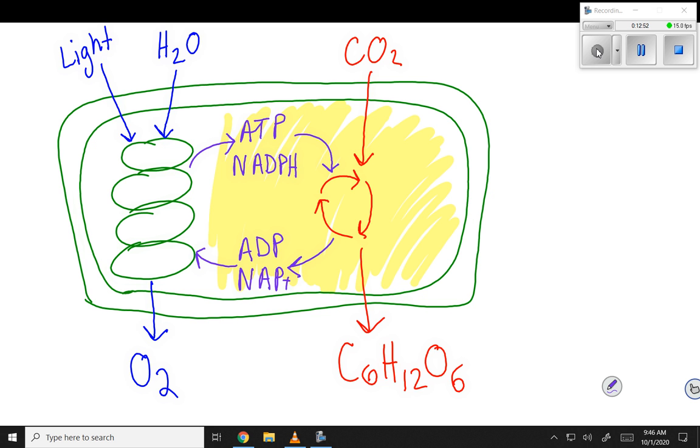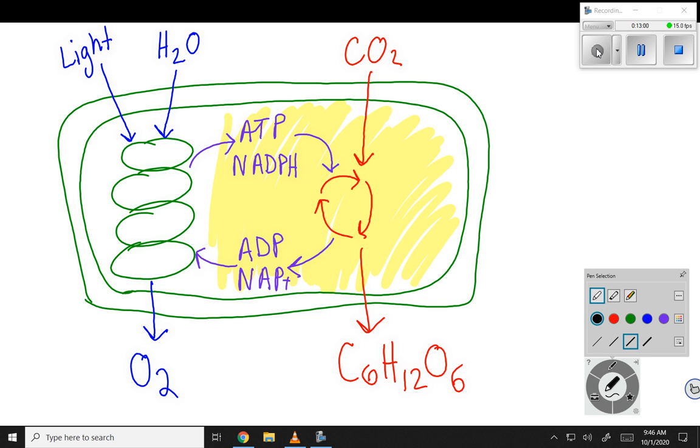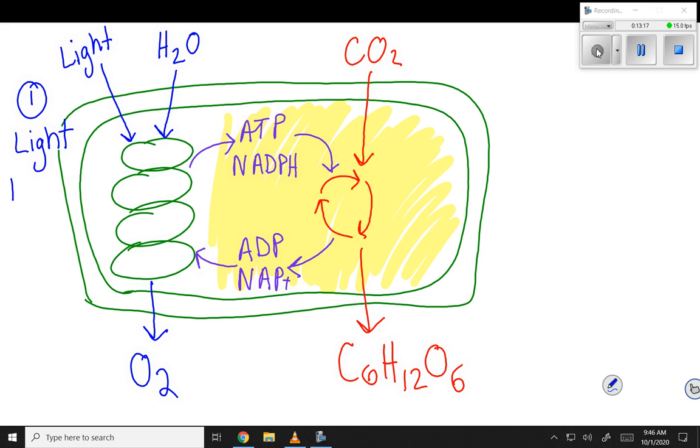Let's label our terms. So photosynthesis has 2 main steps. Step 1, which we drew over here, is called the light-dependent reactions. I'm trying to erase that. All right. Step 1 is the light-dependent reactions. Light-dependent means that it needs light. So if a plant was in the dark, it would not be able to do this reaction. That's why most plants die when they're kept in the dark.